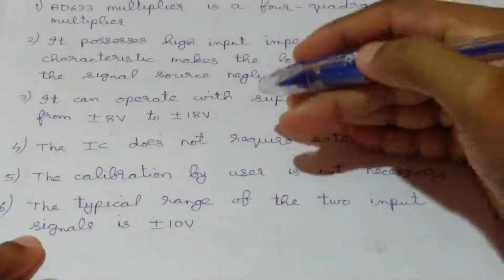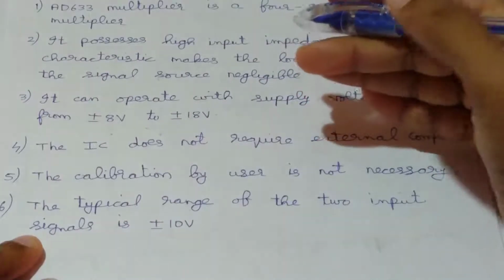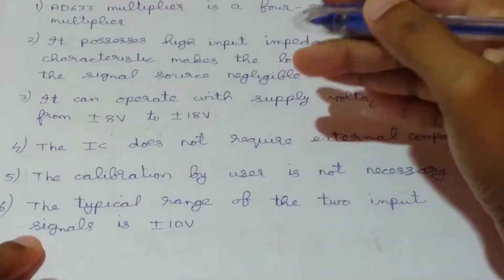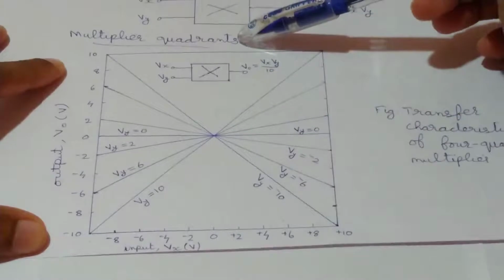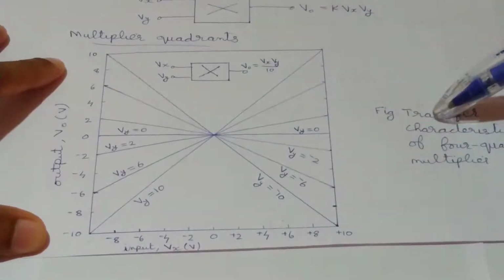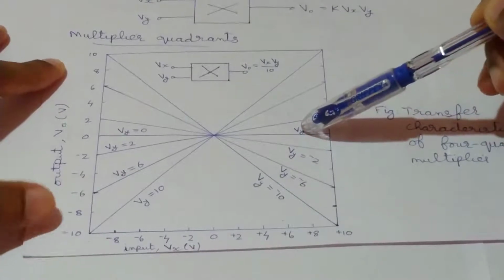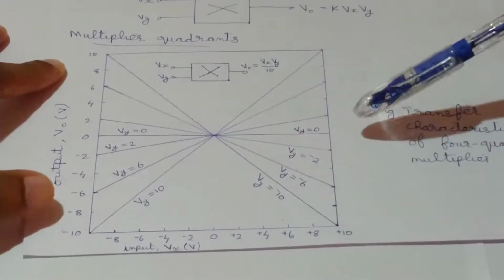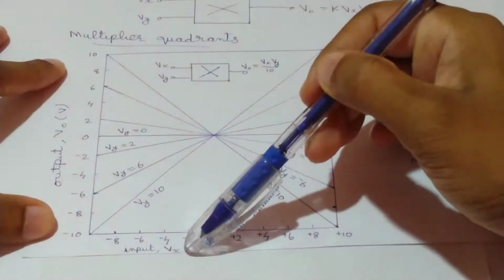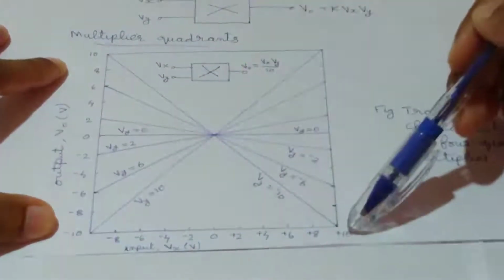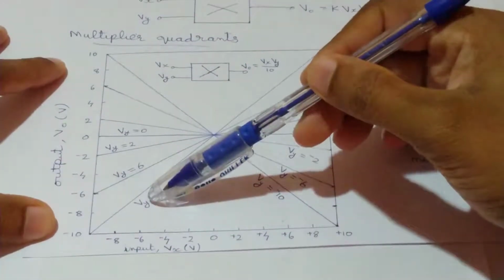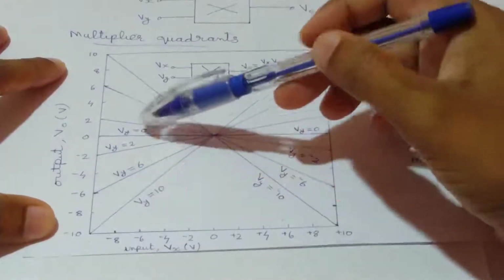Let's now consider the different multiplier quadrants and the transfer characteristics of this IC. This figure shows the multiplier quadrants and the transfer characteristics of this 4-quadrant analog multiplier. As we said earlier, this is a 4-quadrant analog multiplier. Vx can range from minus 10 volt to plus 10 volt. Vy can range from minus 10 volt to plus 10 volt.